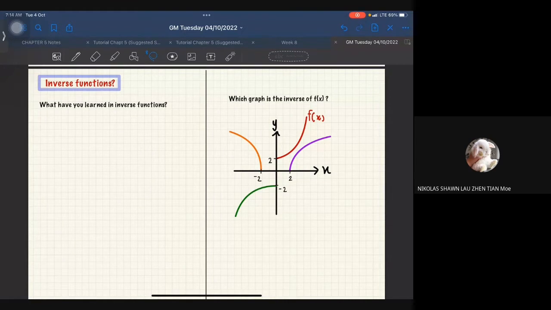Cuba buka sikit mic. Ataupun cuba type dekat message tu. Kita buka ke? Oh, bayangkan saya tengah tanya dekat depan whiteboard. So I'm waiting for you guys to tell me what have you learned so that I can write it on the board. Gitu. You guys?